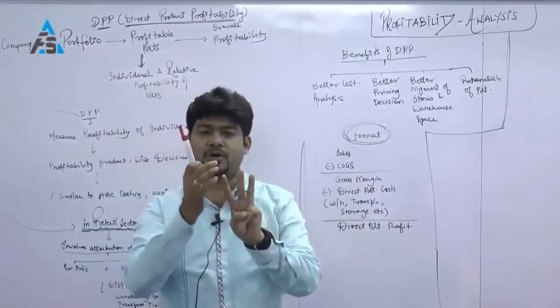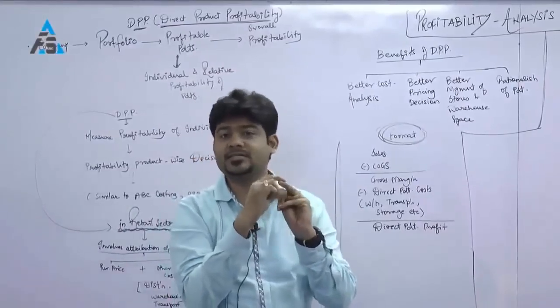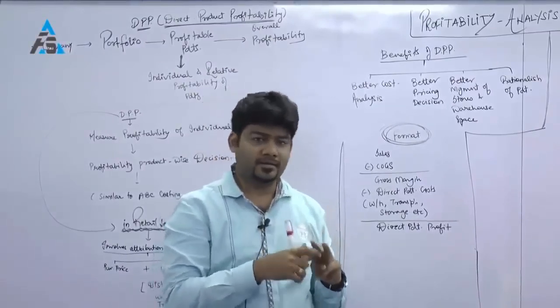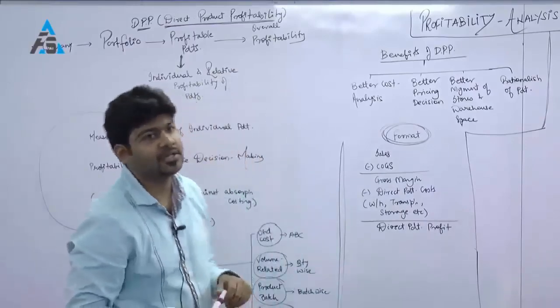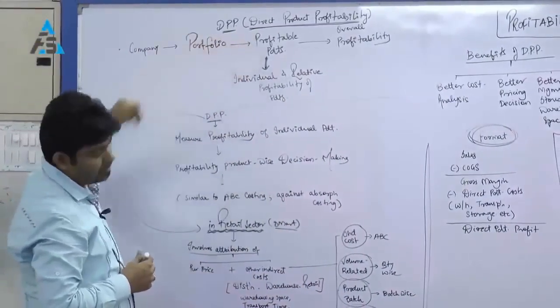3 parts broadly: DPP, direct product profitability; CPA, customer profitability analysis; and last is balanced scorecard. In DPP, theory and practical. In CPA, theory and practical, then balanced scorecard. Okay, so now quickly moving to DPP, direct product profitability.